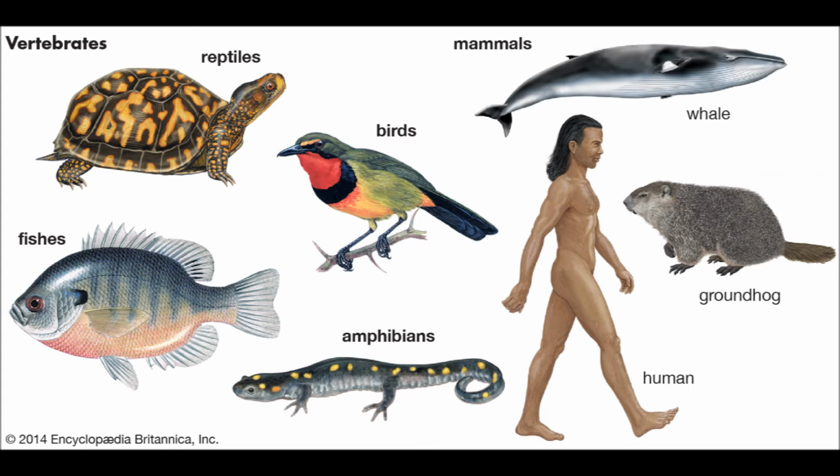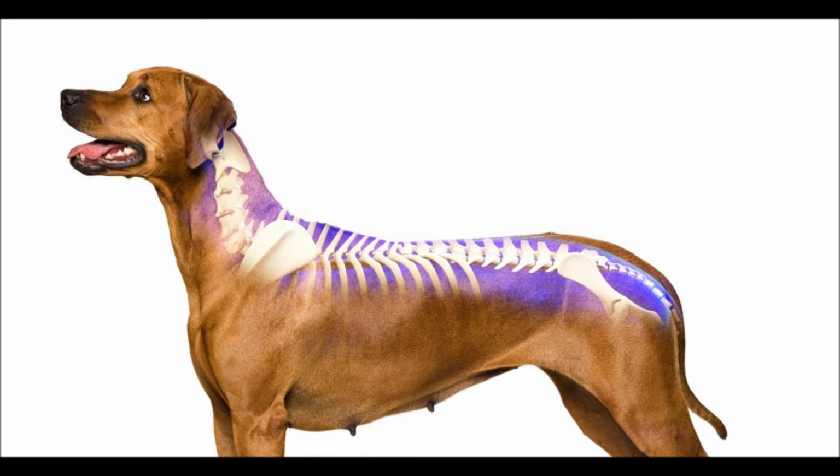Okay, boys and girls? Now let's look at a picture of the dog. Yes, this is a picture of a dog. And if you look carefully, we can see the skeleton of a dog there. Yes, we can see the bones there. Now that bone in the middle, that long bone, that is called the spinal cord. It is also known as the backbone. So the dog has backbone. Therefore, the dog is a vertebrate.